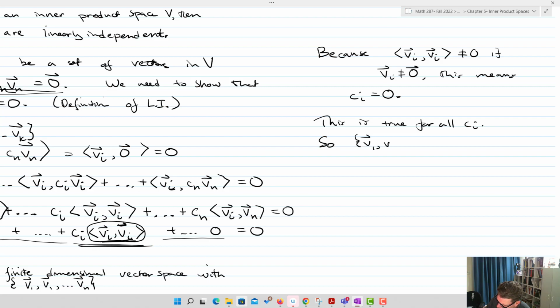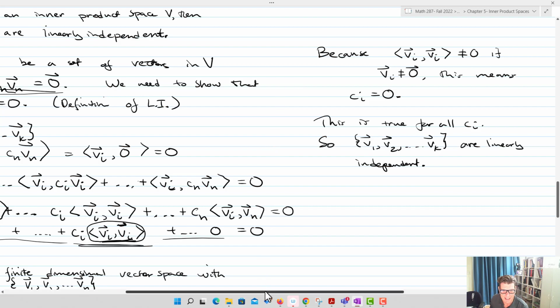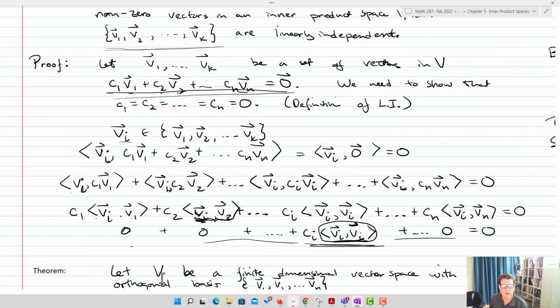So v1, v2, all the way up through vk are linearly independent. We actually just showed that they're linearly independent utilizing those really handy results from inner product spaces. It's kind of neat. So if we know that we have an orthogonal set of vectors, and in fact an orthonormal set of vectors, what we have is a linearly independent set of vectors. And if all the vectors are pairwise orthogonal, we get a basis for something.